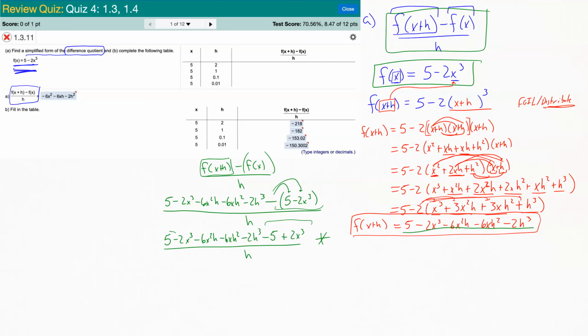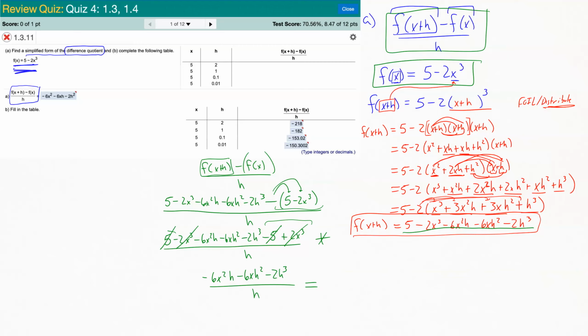In this situation, we've got a positive 5 up front and a negative 5, and we've got a negative 2x cubed and a positive 2x cubed. So we know we're on the right track right now. So cleaning it up, we end up with negative 6x squared h minus 6xh squared minus 2h cubed, and all of that is over h.